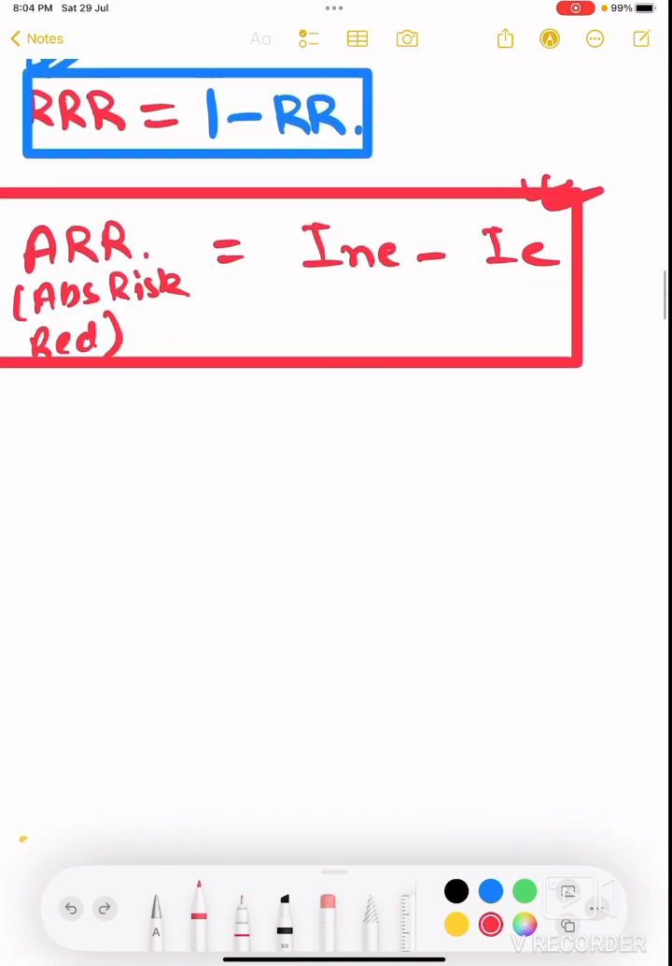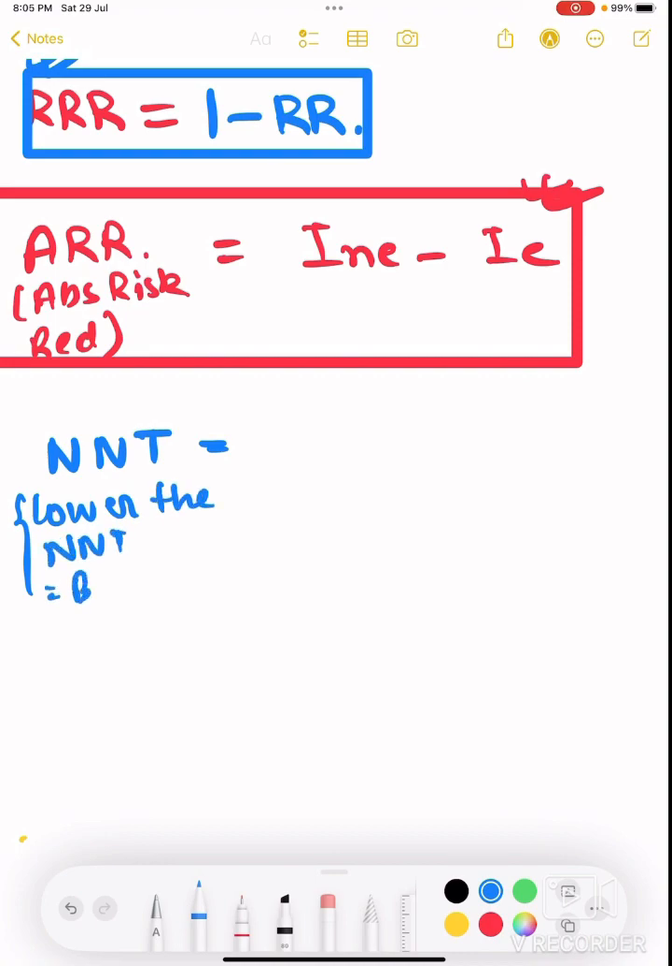Then coming to the next formula, number needed to treat, NNT. What does this actually mean? The number of patients who need to be treated for one patient to benefit, right? Listen again: the number of patients who need to be treated for one patient to benefit is number needed to treat. Another very important thing: the lower the NNT, the better is the treatment, right? If the value of NNT is lower, it means that a better treatment is provided.